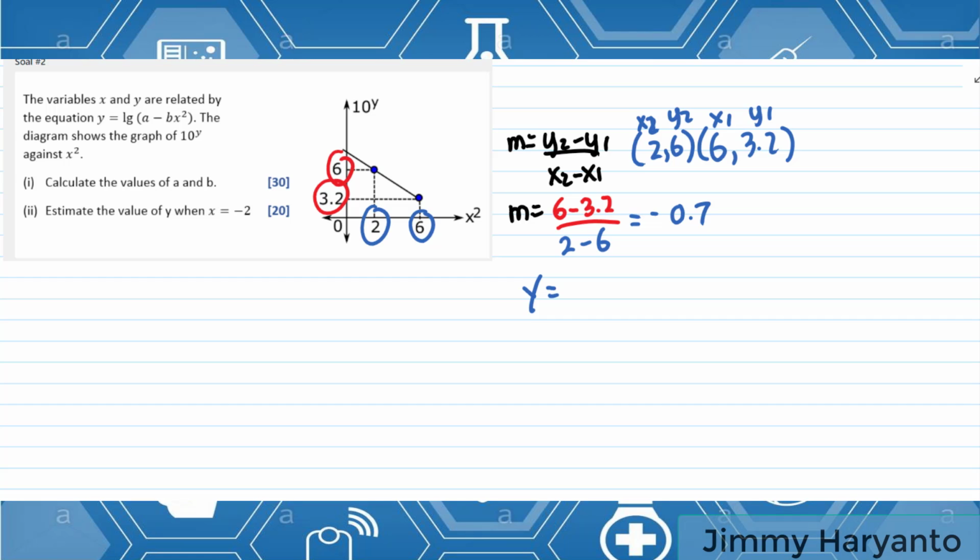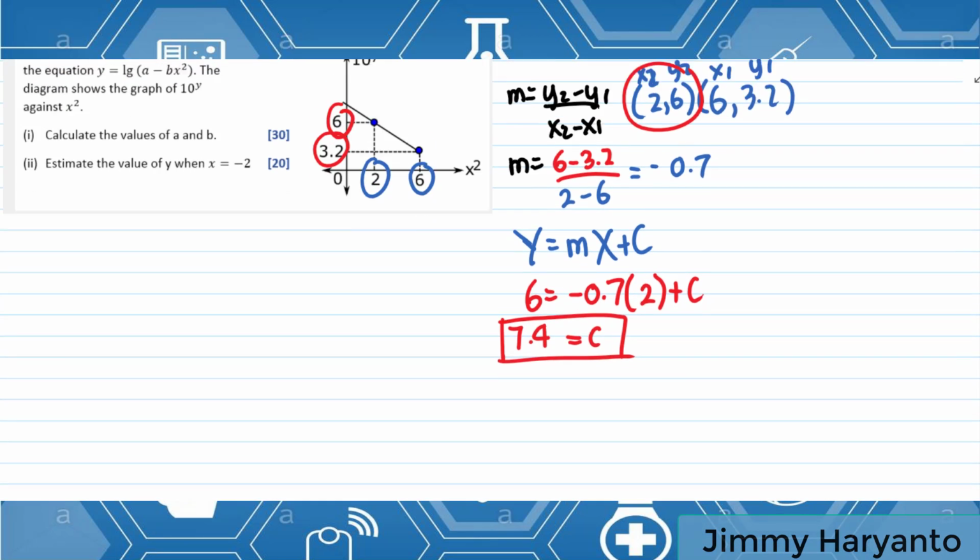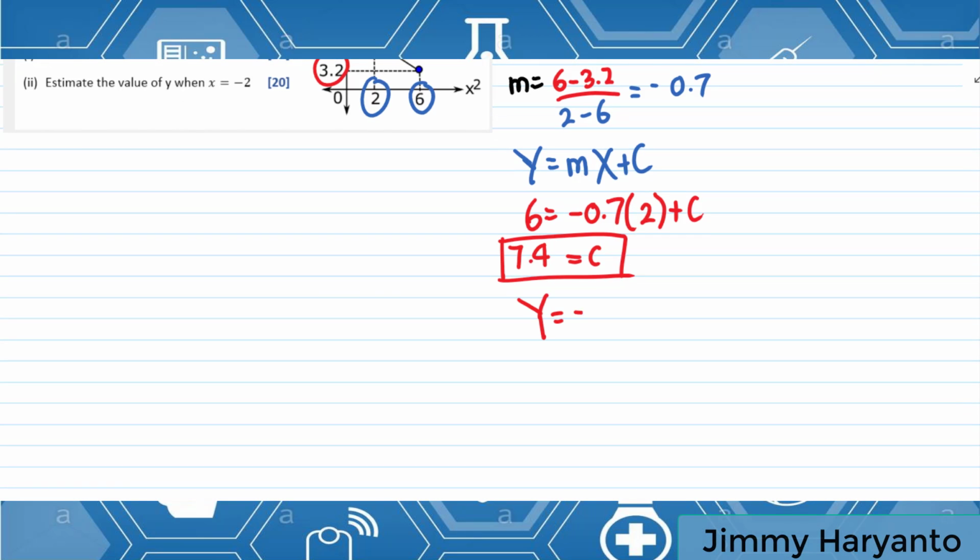And then we have to find the c. Y equals mx plus c. I will use the first point because the number is nicer. 6, the y is 6. The gradient is negative 0.7 times x. The x is 2, plus c. So c is 7.4. Okay, now we have to rewrite the y = mx + c. So I have y equals negative 0.7 x plus 7.4.